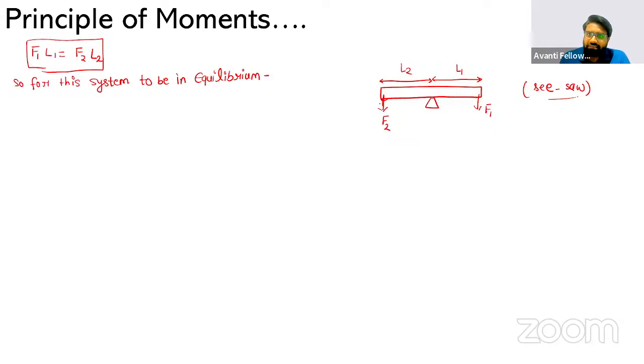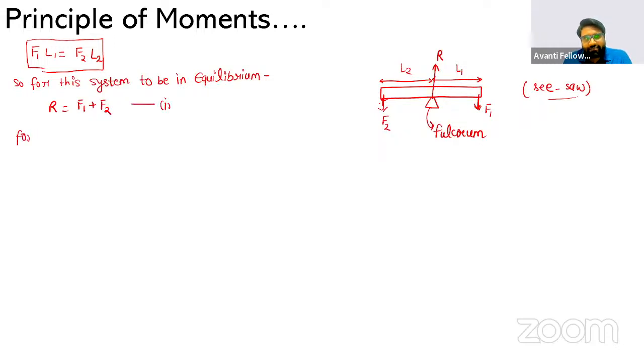What is translational equilibrium? Whatever linear forces are acting here, see, F1 and F2 are the forces we have provided, which act perpendicular to the length of this body, and this is the fulcrum about which this system can rotate. This fulcrum also provides a kind of reaction to support this, because these two forces try to push this down, so it will apply a reaction force to oppose that. So we can say that R is equal to F1 plus F2. This is the condition for translational equilibrium.